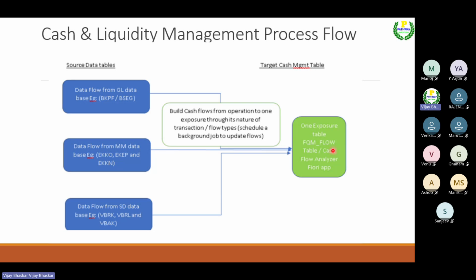The same information will be reflected in your cash position or the liquidity forecast. Based on that, the management can take decisions. But we'll see that in a detailed process during the configuration. Again, I'll give more and more detail. See now, source application data, various components. Now the target would be a cash management table.